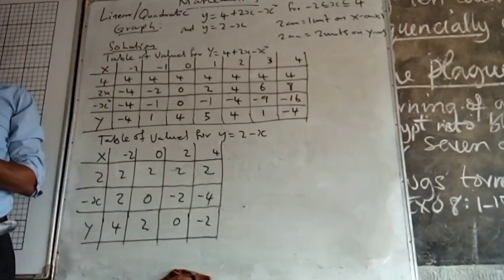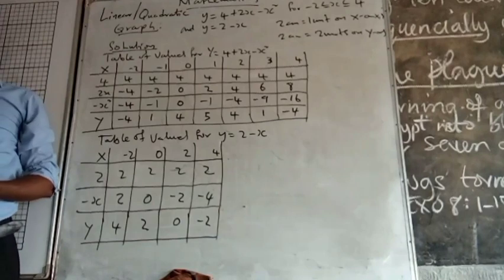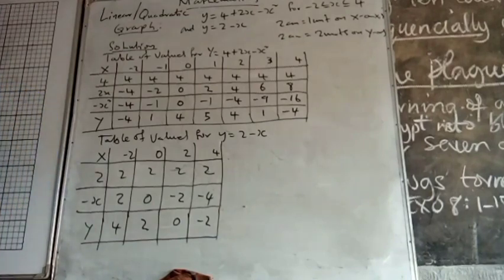The next thing we do is to plot the graph. In plotting the graph, I told us that we make a consideration of the intervals given to us. That's what we do. Are you through with the table? Yes. So let's look at the graph quickly. Make sure your graph has a title.